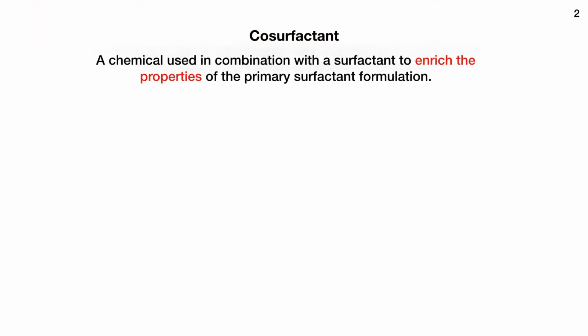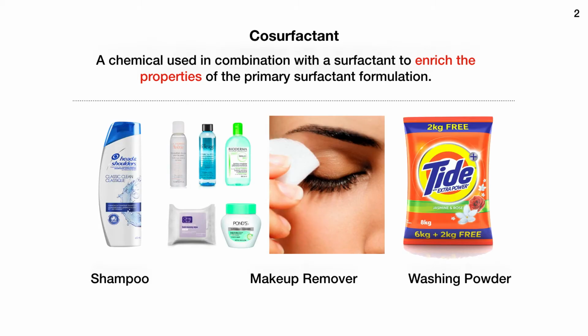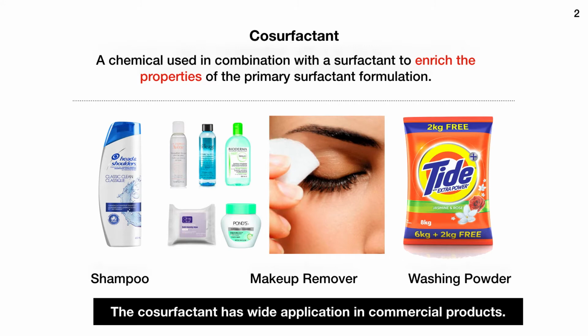A cosurfactant is a chemical used in combination with a surfactant to enrich the properties of the primary surfactant formulation. The word cosurfactant might be rusty, however, the cosurfactant itself is actually everywhere in our daily life. Like in shampoo, makeup remover, and washing powder, we can always find a trace of cosurfactant. The cosurfactant has a wide application in commercial products in our daily life.